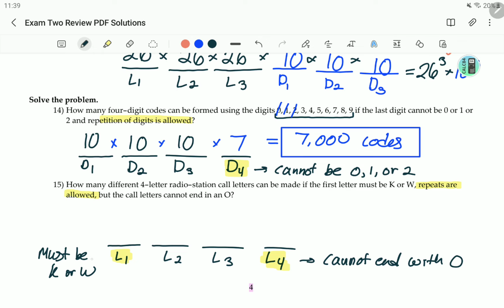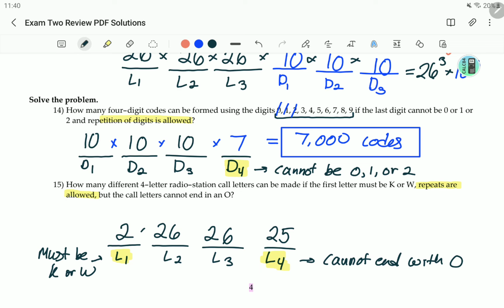All right. If the first letter must be a K or a W, there's only 2 possibilities we can have, a K or a W. There's no restriction on the second or third letter. And there's 26 total letters in our alphabet. So we can put 26 here and 26 here. For the last letter, it cannot be O. So out of the 26 letters in my alphabet, I am excluding the letter O for the last letter, which means there are only 25 options that can go here.